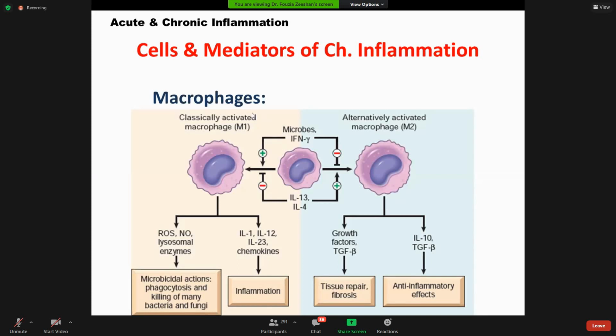So this is again very important, the different pathways of macrophages. The anti-inflammatory effects occur through interleukin 10, transforming growth factor beta, and growth factors, that is tissue repair. So it is performing two functions simultaneously, the anti-inflammatory effect as well as the inflammatory effect.